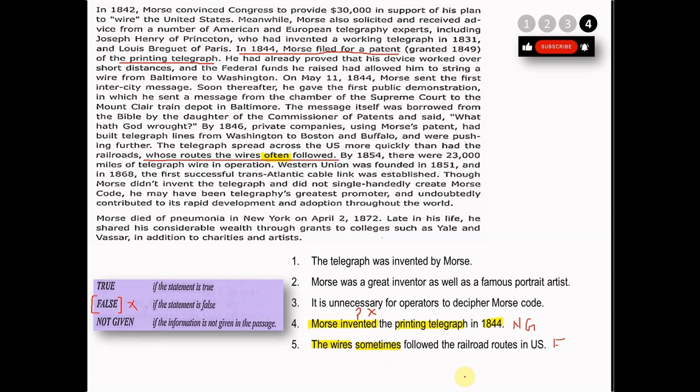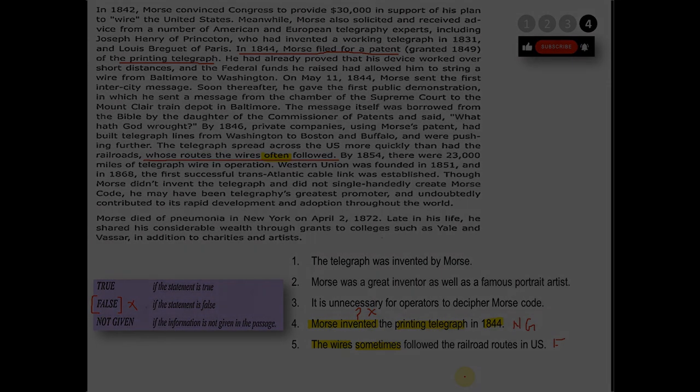So guys, we have solved all these and applied the concept of true, false, not given. True means we found those options true which were validated by the passage. We found those options false which were opposite to the information given in the passage, and not given means the information which was not found in the passage.